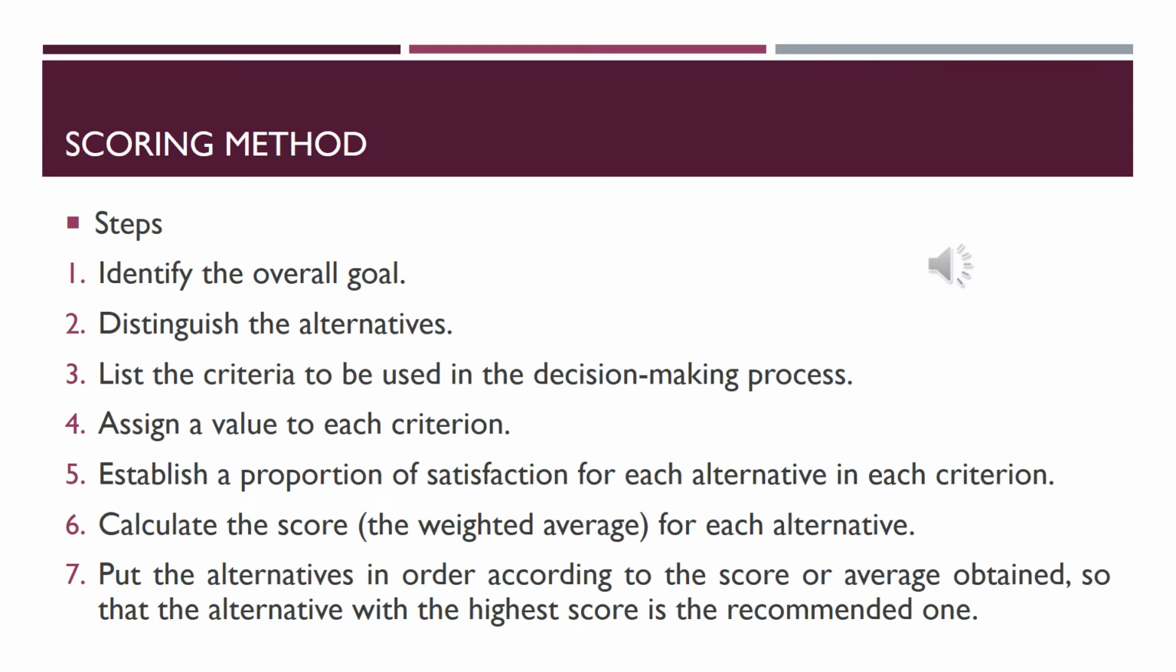Scoring method. Steps. Identify the overall goal. Distinguish the alternatives. List the criteria to be used in the decision-making process. Assign a value to each criterion. Establish a proportion of satisfaction for each alternative in each criterion. Calculate the score, the weighted average for each alternative. Put the alternatives in order according to the score or average obtained, so that the alternative with the highest score is the recommended one.